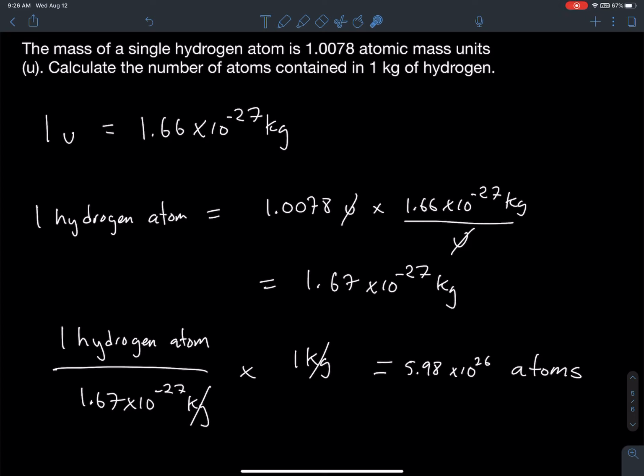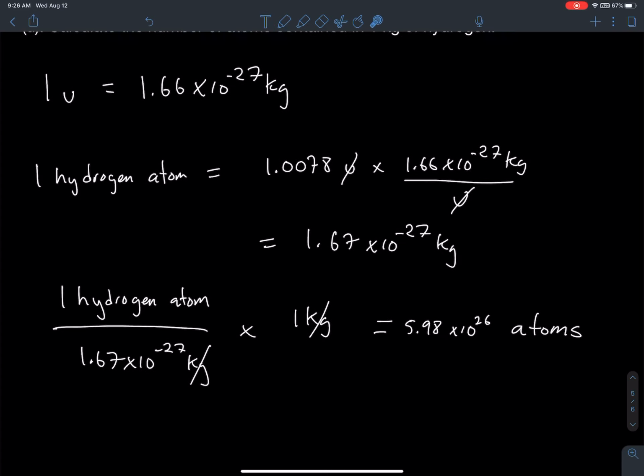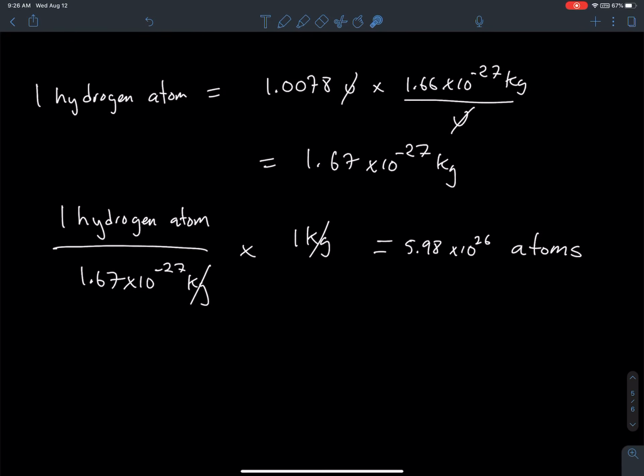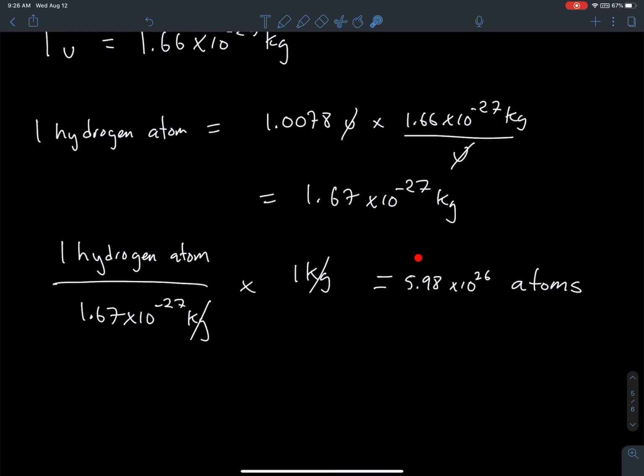That's like a billion times a billion times a billion, almost, times a million. So that's a lot. So 5.98 times 10 to the 26 atoms. And that would explain why we use the term moles to describe atoms rather than those giant numbers.